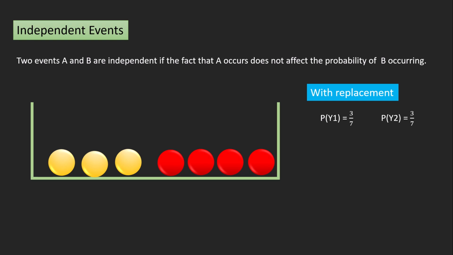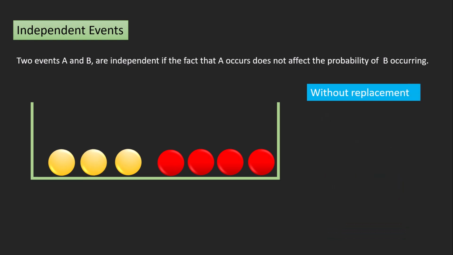The probability of selecting a yellow ball remains the same because the number of yellow and red balls in the box remain constant throughout the process. As a result, the probability of selecting a yellow ball on any attempt is always 3/7. We understand the second attempt does not depend on the first attempt. The third attempt does not depend on the second or first attempt. Therefore, this type of experiment is called independent.